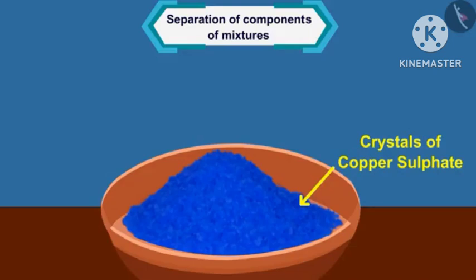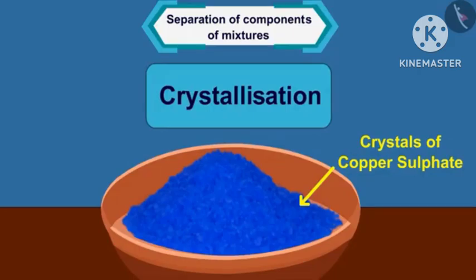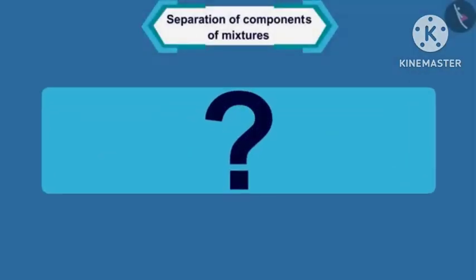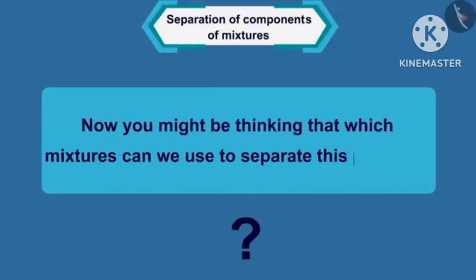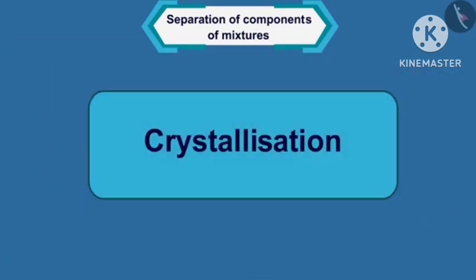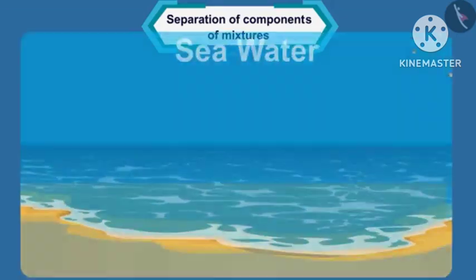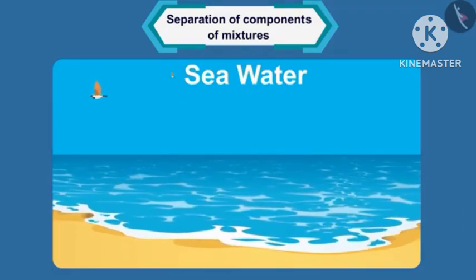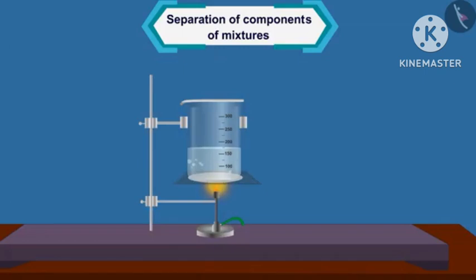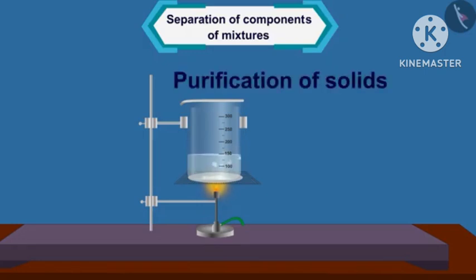This process is called crystallization. Now you might be thinking, which mixtures can we separate by using this process? We can use crystallization to purify salt. For example, when receiving salt from seawater, it may contain many impurities. The crystallization method is used to remove these impurities. Crystallization is the method by which pure solids in the form of crystals are separated from the solution.